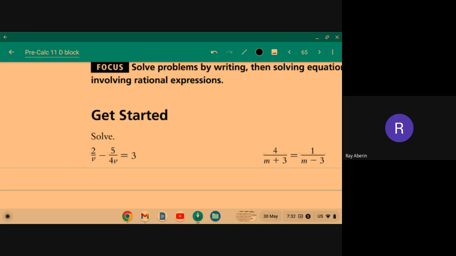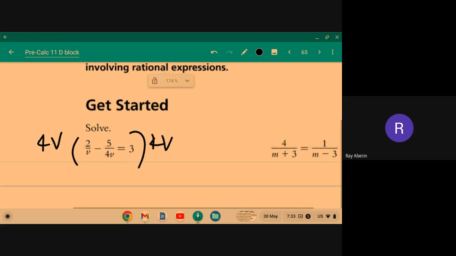2 over v minus 5 over 4v equals 3. So I think it makes sense to get rid of the denominator, which is what I usually do, and I intend to do that by multiplying everything by 4v. When I multiply this by 2 over v, the v cancels out.